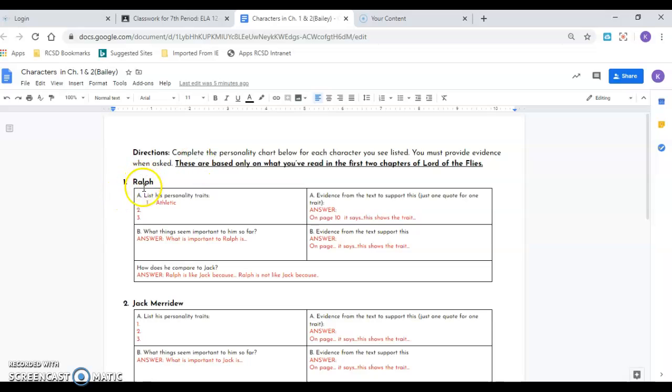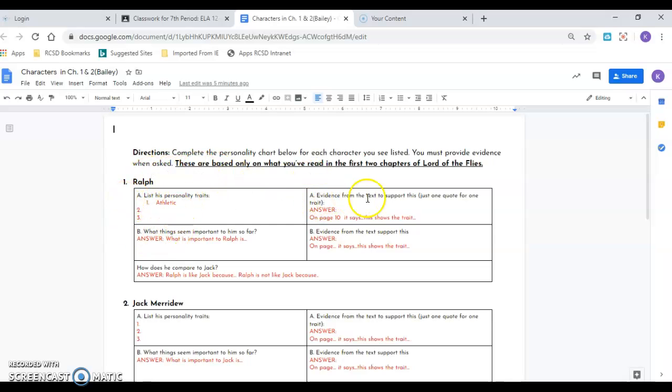Okay, so Ralph, list his personality traits. The first thing I thought of was he's athletic, because they do a lot of running around the island. But then you need to come up with 2 more things about Ralph. Is he nice? Is he mean? Is he friendly? Is he angry a lot? Is he smart? Is he stupid? Tell me some things about Ralph.